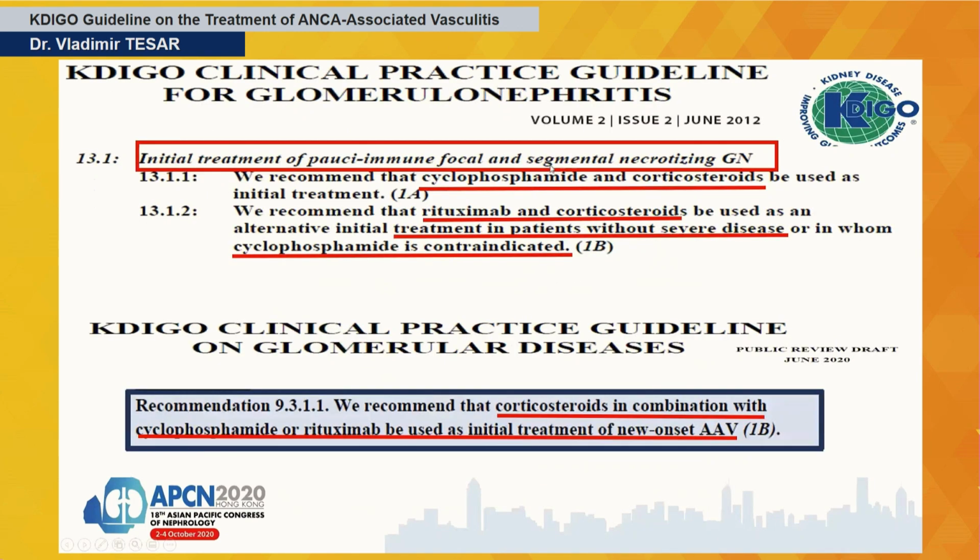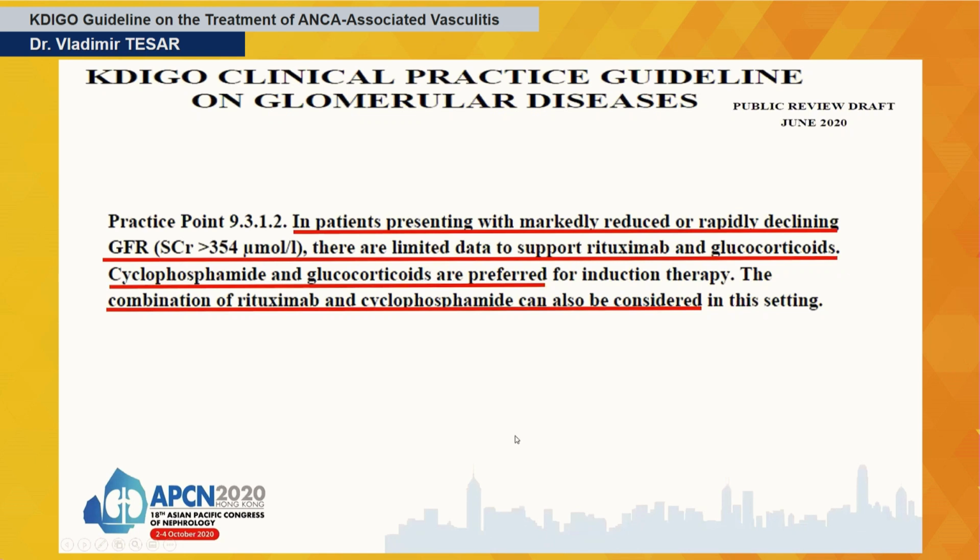comparing the new recommendation with the old one from 2012, you see that now we recommend that corticosteroid in combination with cyclophosphamide or rituximab can be used as initial treatment of new onset AAV. So rituximab is not only an alternative for those patients who do not tolerate cyclophosphamide, but is on the same level, and you can choose rituximab as an initial treatment of new onset AAV.